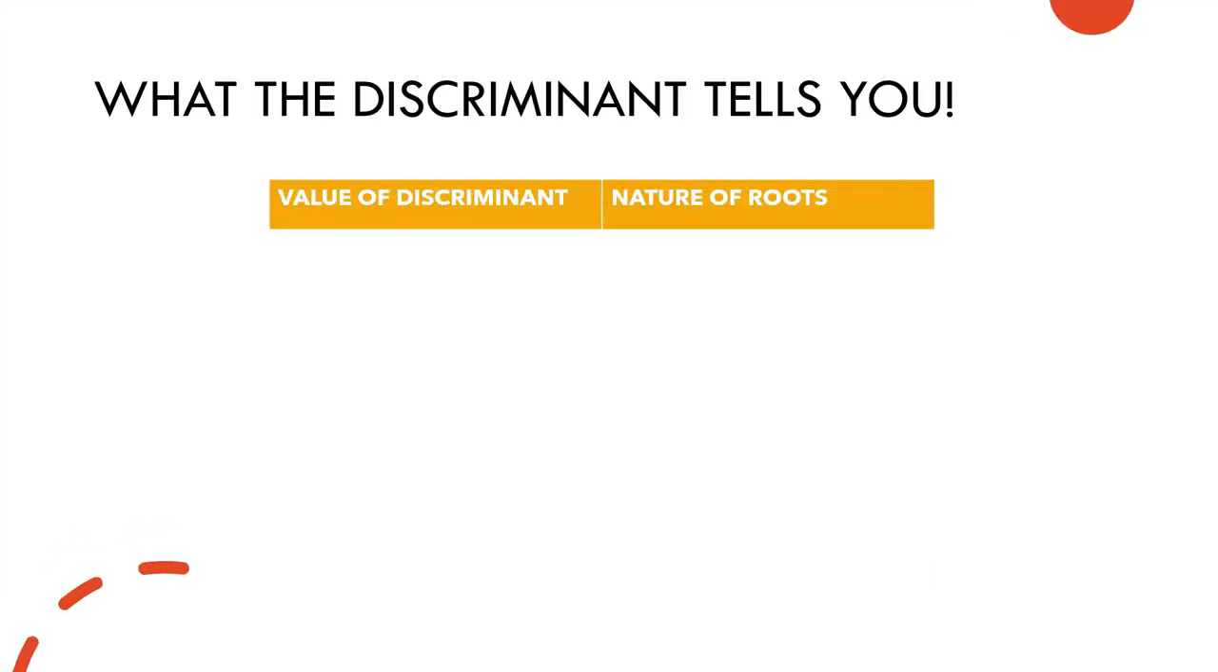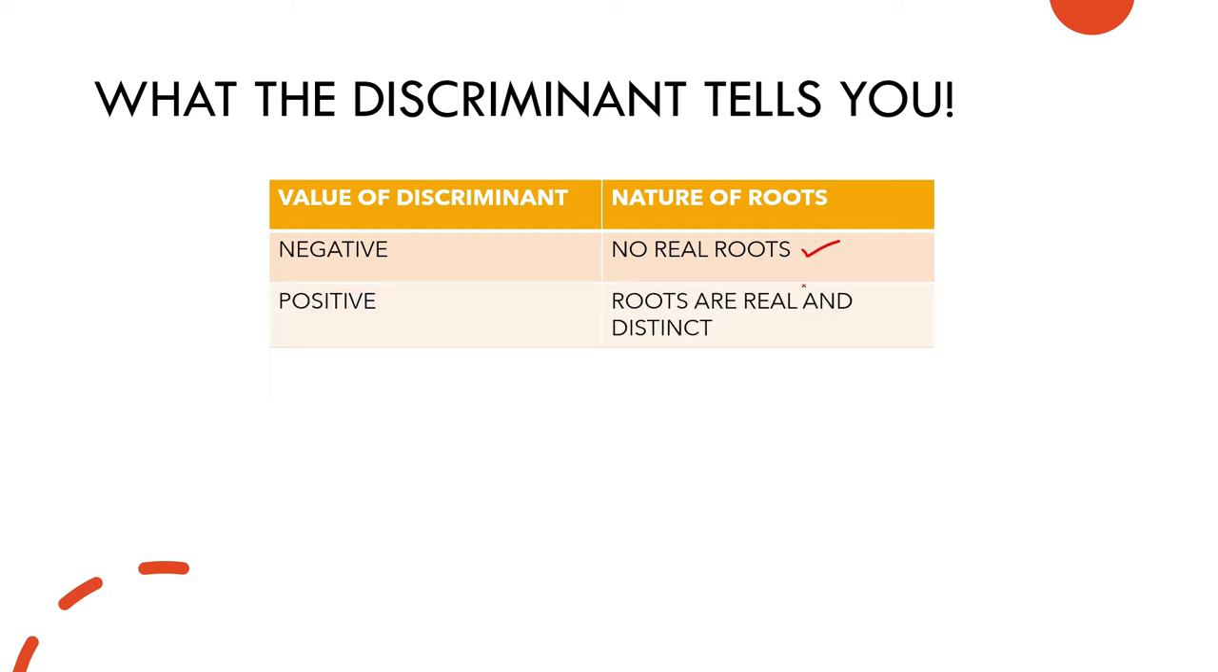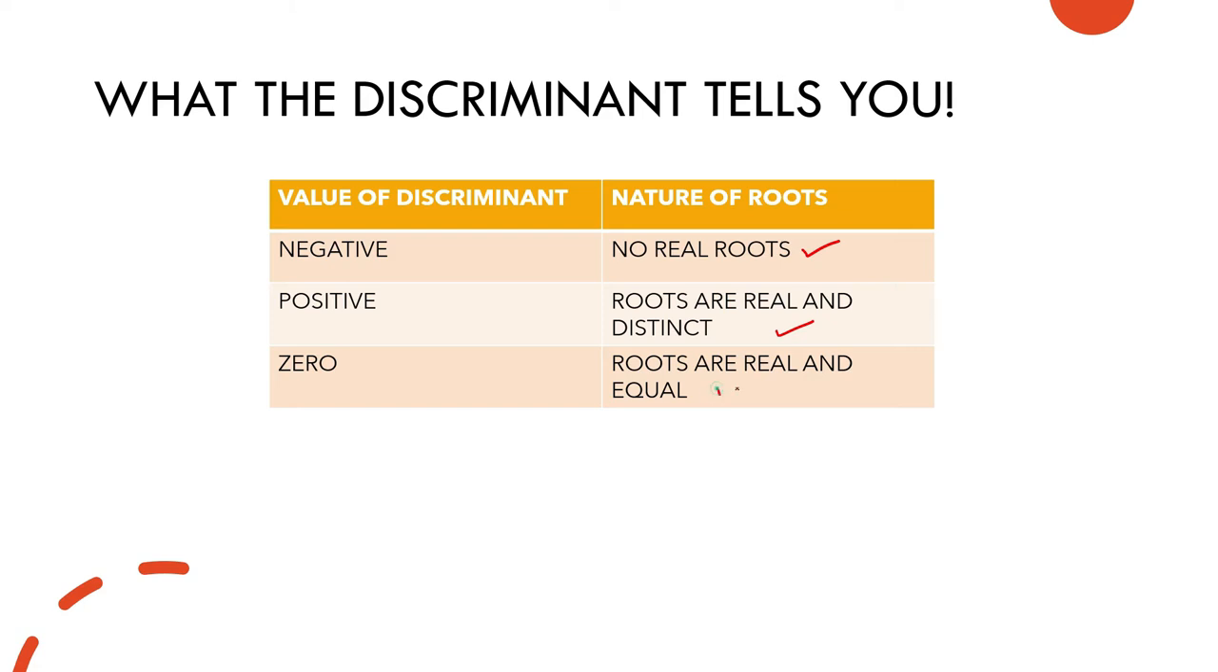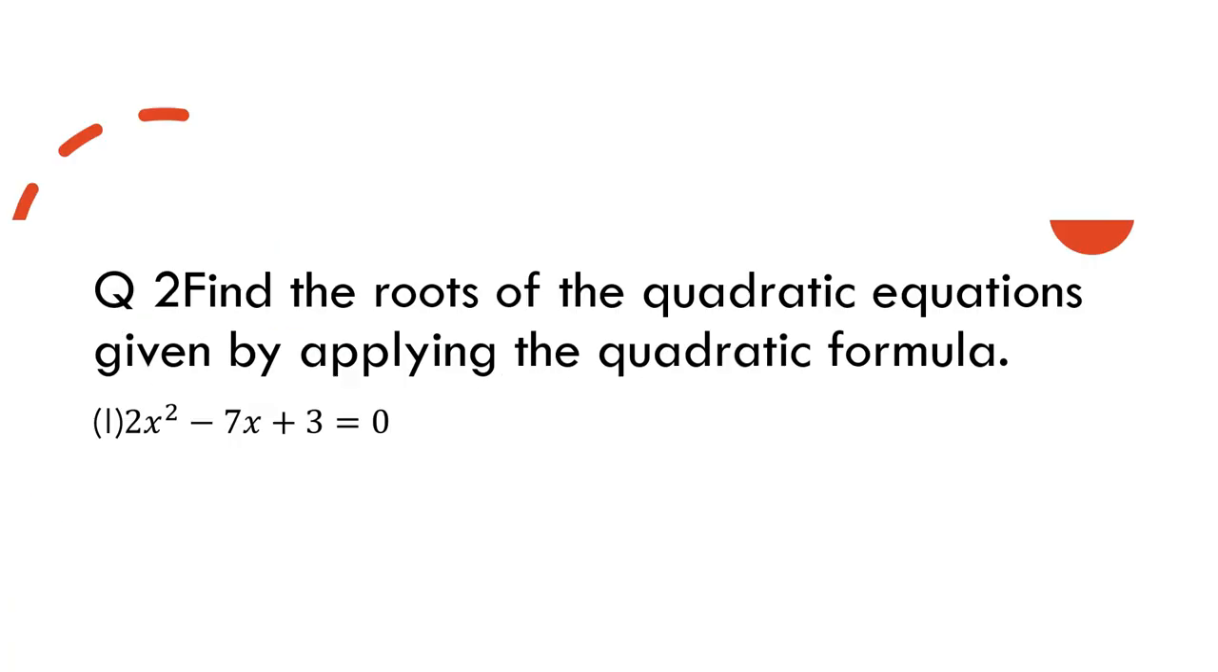What does the discriminant tell us? Let's see. If the discriminant is negative, it shows that the quadratic equation has no real roots. But if the discriminant is positive, it means roots will be real and distinct. Distinct means different, unique. If the discriminant is 0, that means roots are real and equal. So there will be three cases of the discriminant: negative, positive or 0. If the discriminant is negative, then no real roots. If the discriminant is positive, then roots are real and distinct. And if the discriminant is 0, then roots are real and equal.